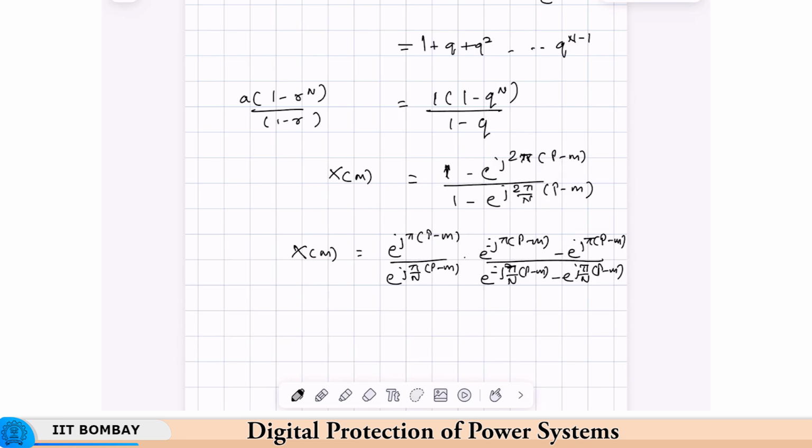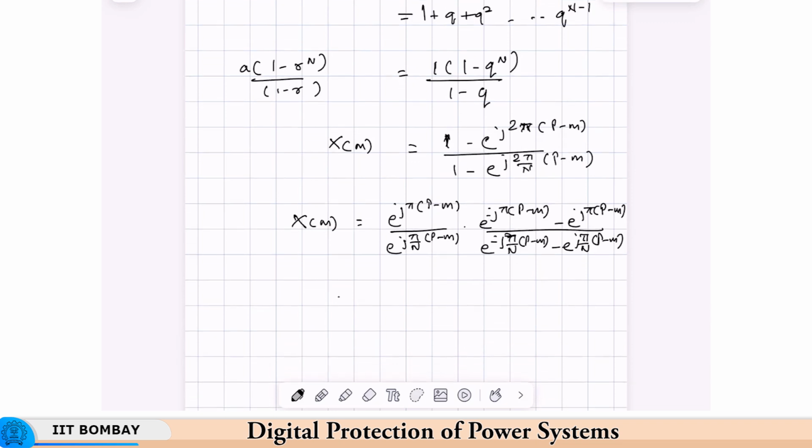Okay. So, now we are just simplifying it: e raised to j pi (P minus m) into (1 minus 1 by N). And this we are just multiplying by minus 1 in the numerator and denominator. So, this will get flipped.